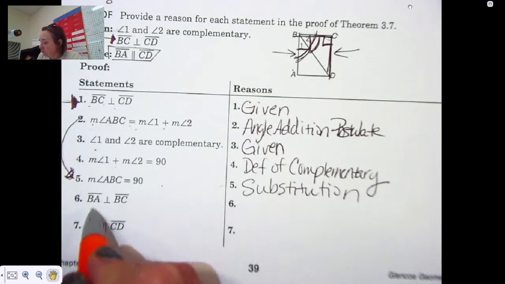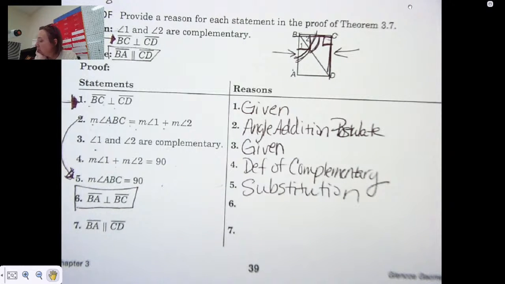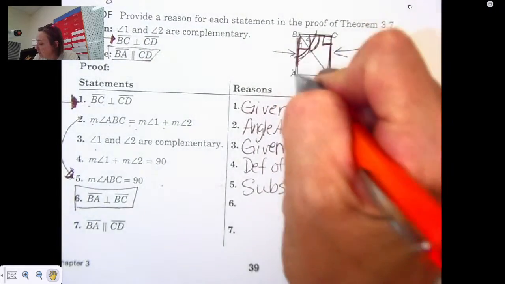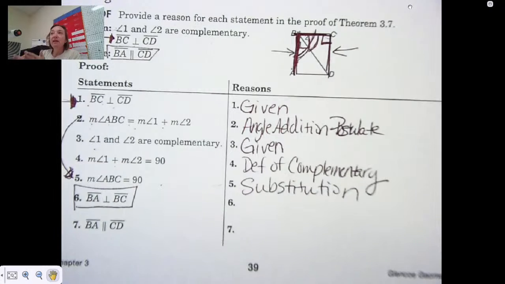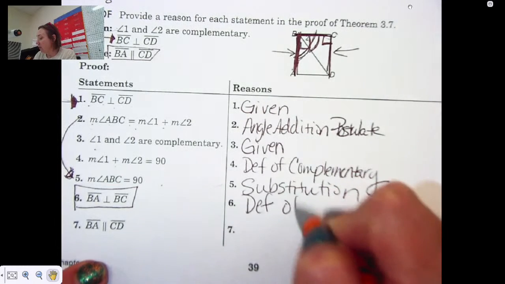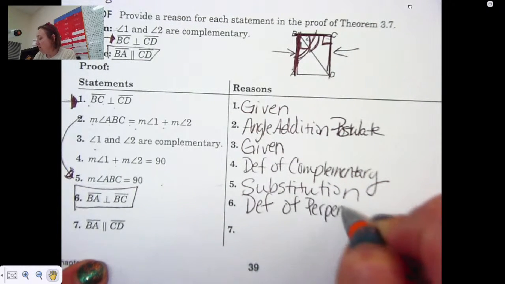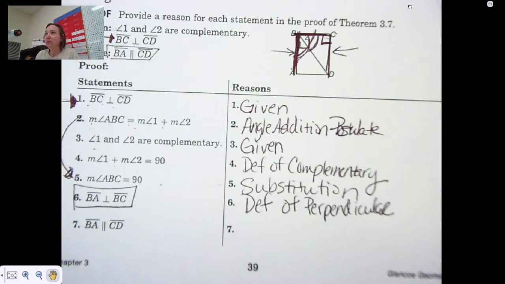Then we said BA is perpendicular to BC. That's this segment perpendicular to this segment. How do we know that? Because they make a 90-degree angle. So the reason is the definition of perpendicular lines, because perpendicular lines make a 90-degree angle, and they make a 90-degree angle. Y'all with me? One last step, and then we're done.